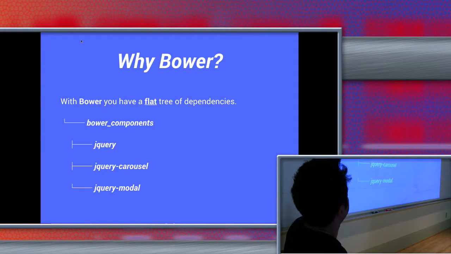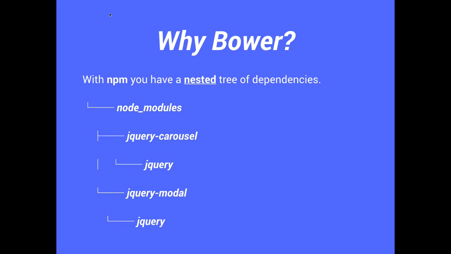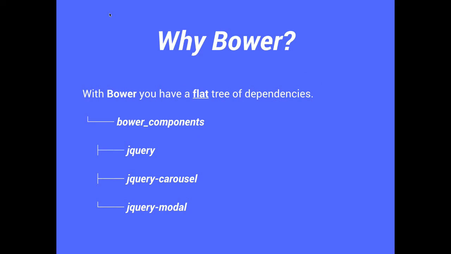Once npm decides that we need a flat dependency tree, we're not going to need Bower anymore. But right now, for the browser, we need Bower.